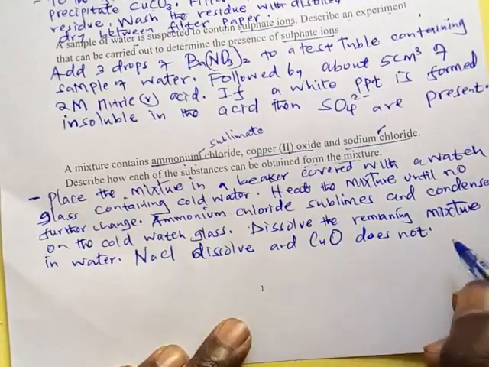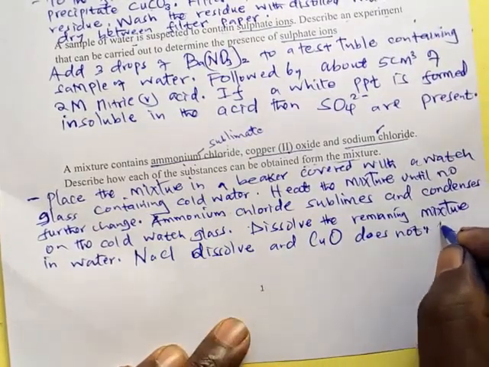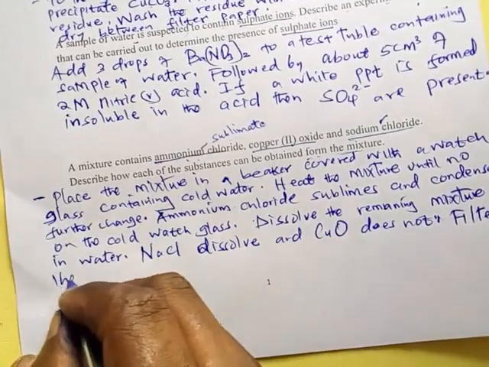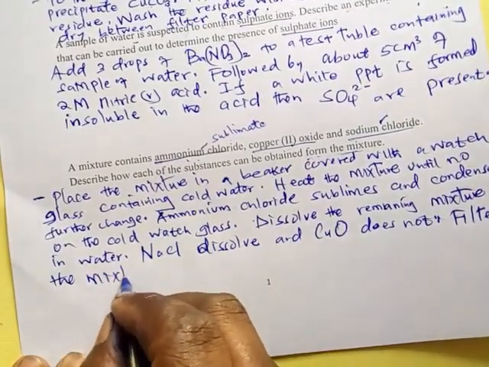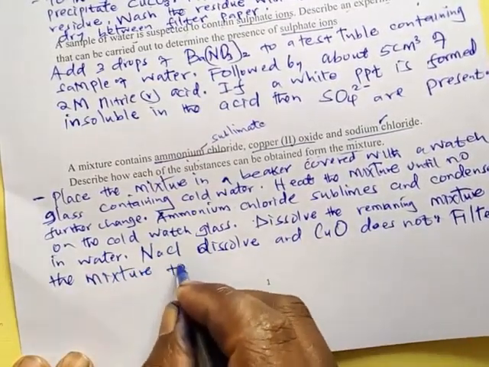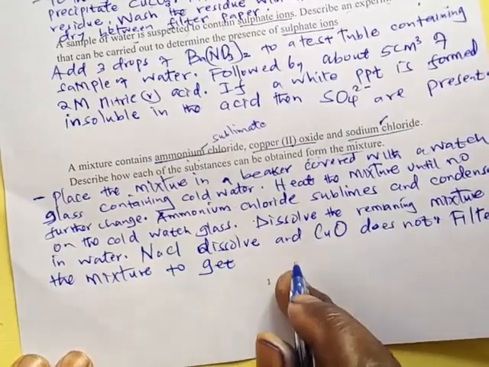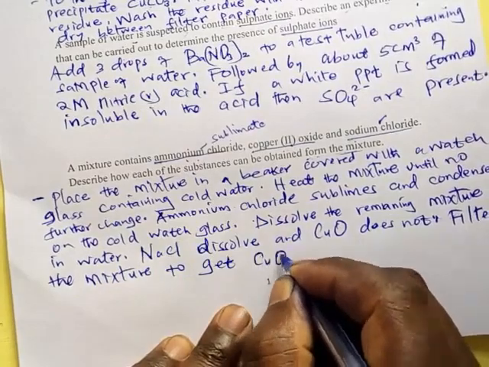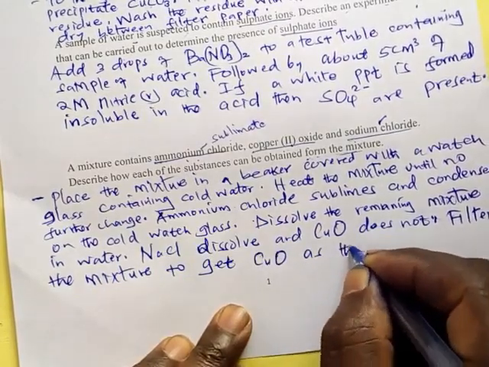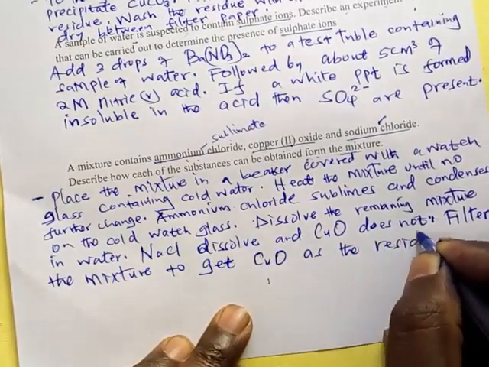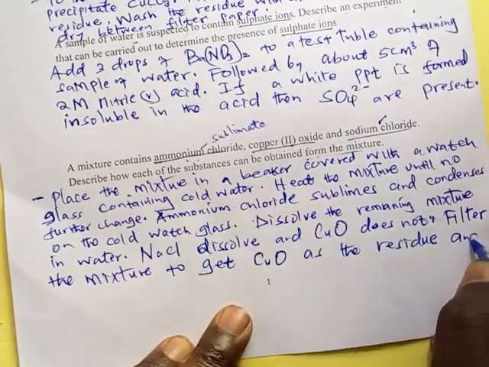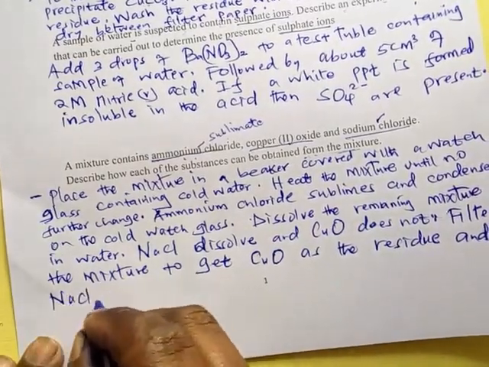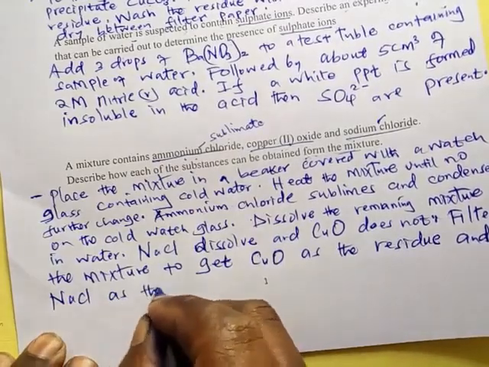So what do you do next? You filter the mixture to get copper(II) oxide as the residue and sodium chloride as the filtrate.